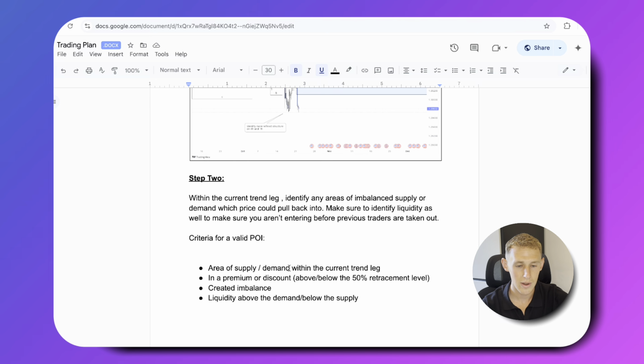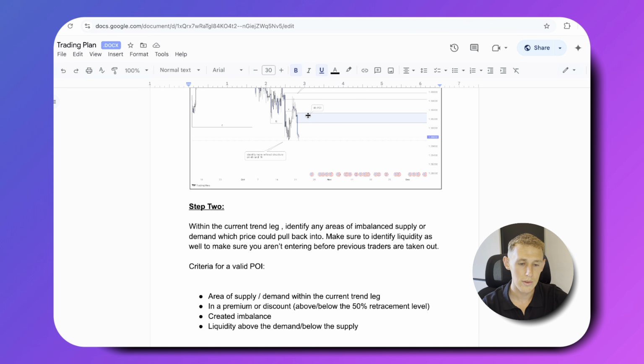Now before we move on to step 3, there are a few other criteria that we need to see satisfied. For example, the area of supply or demand needs to create imbalance. This basically just helps us to find higher probability areas where price is more likely to react from, because if these areas created imbalance, there's a high likelihood that, because price created volume from this area in the past, it is highly likely going to react from it once again if price pulls back into it.